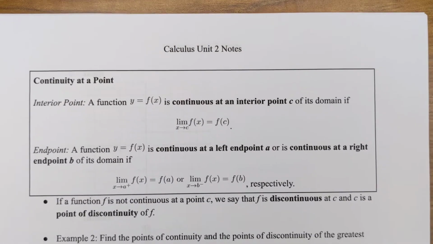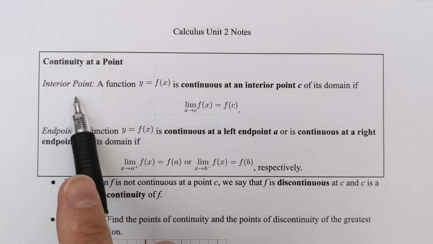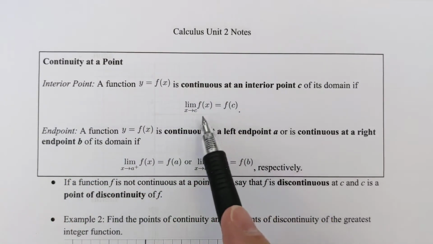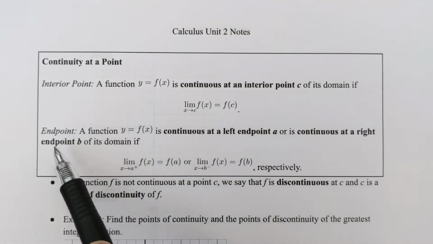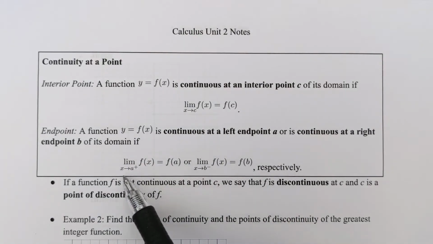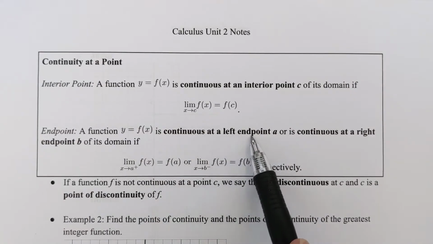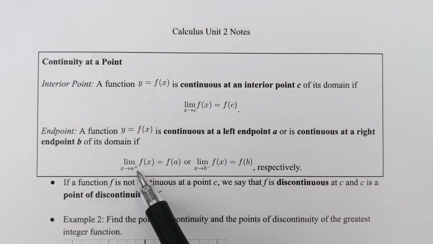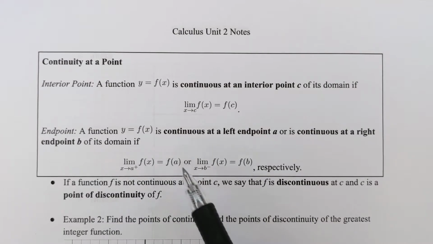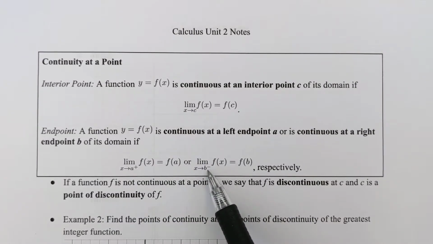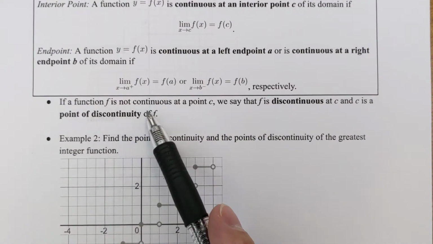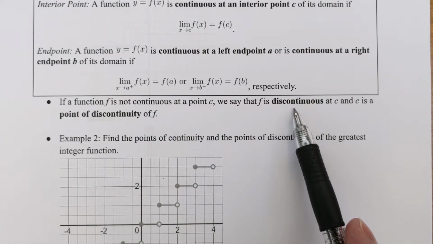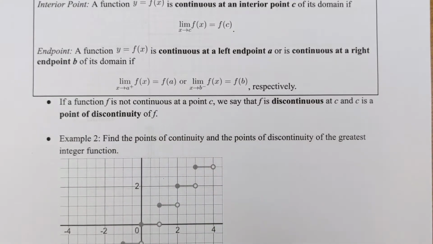Okay, so continuity at a point. An interior point is continuous if the value of the limit is equal to the value of the function. At the left endpoint, it is continuous if the right-handed limit is equal to the value, or on the right-hand side, if the left-hand limit is equal to the value. So down here, if a function f is not continuous at point c, we say it's discontinuous, and that then is a point of discontinuity.